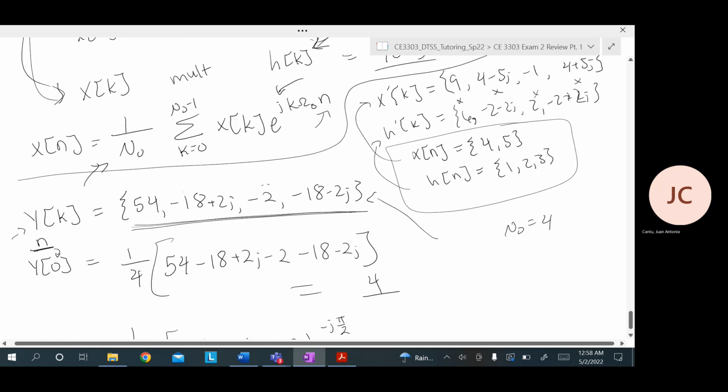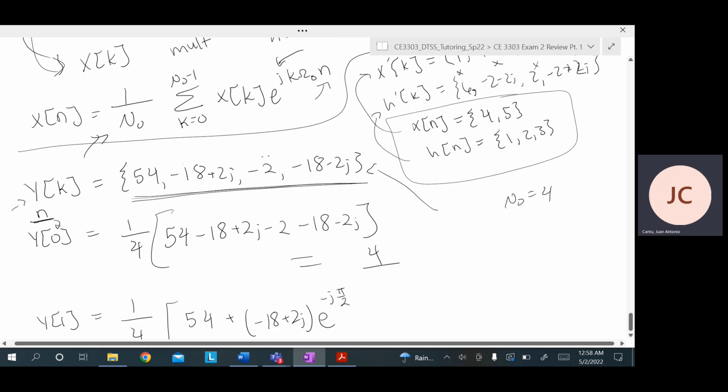The reason I'm using pi halves is I calculated my N naught to be 4. That N naught is going to be the length of your y. Remember, n1 plus n2 minus 1. And so omega naught is equal to 2 pi over 4, which is equal to pi halves. That's where this pi halves comes from.